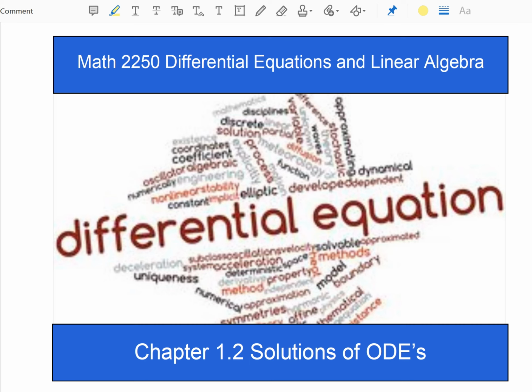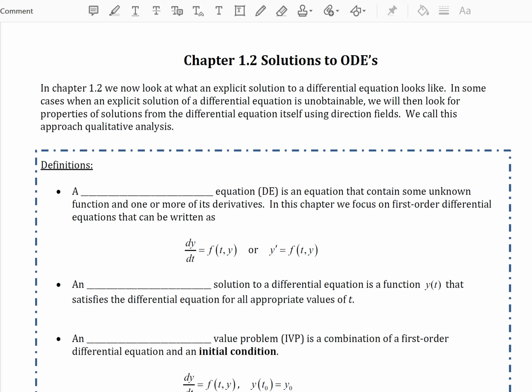In this video, we are going to be going through Chapter 1.2, Solutions to Ordinary Differential Equations. In Chapter 1.2, we now look at what an explicit solution to a differential equation looks like. In some cases, when explicit solutions of a differential equation are unobtainable, we will then look for properties of solutions from differential equations using direction fields. We call this a qualitative approach.